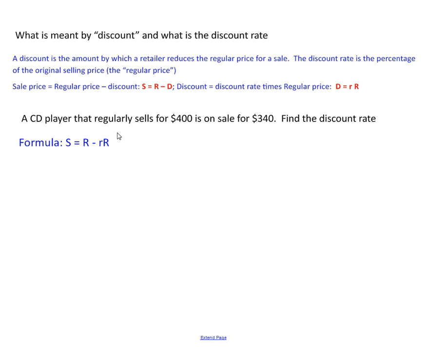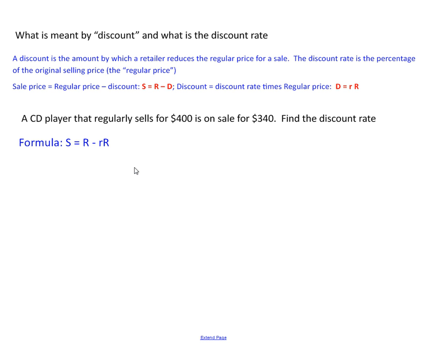Remember, the sale price is the regular price minus the discount. Good Lord, I'm having a good day. Sale price is regular price minus discount. And the discount itself is equal to the rate times the regular price. So we're actually taking R minus D, the regular price minus the discount, and the discount is small r times big R, right? We do want to make a differentiation. In math, small case or big case letters can make a difference right here.